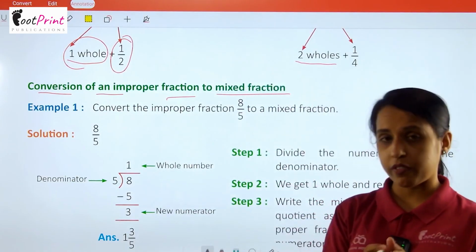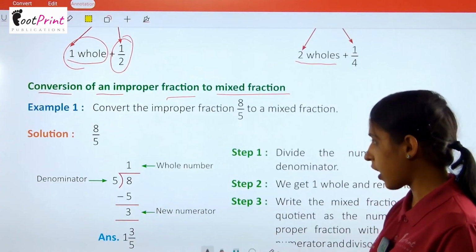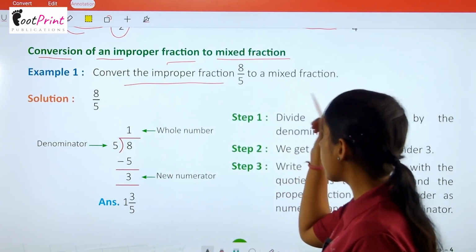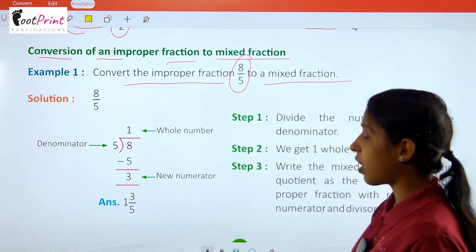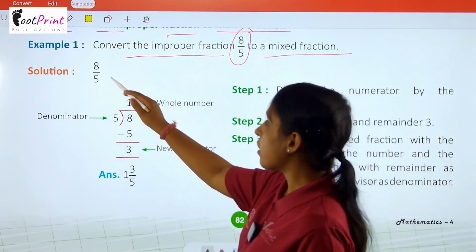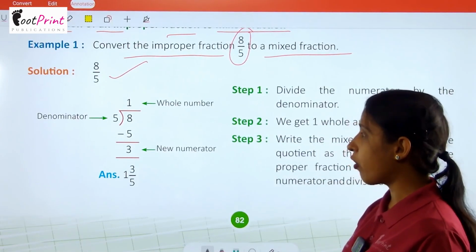अब improper fraction हमें दिया हुआ है, उसको हम mixed fraction में कैसे change करेंगे, चलिए देखते हैं. So first example is given here. Convert the improper fraction 8 by 5 to mixed fraction. अब 8 by 5 को हमें किस में change करना है, mixed fraction में. So here 8 by 5 is given. That is our improper fraction. So how do we convert it?